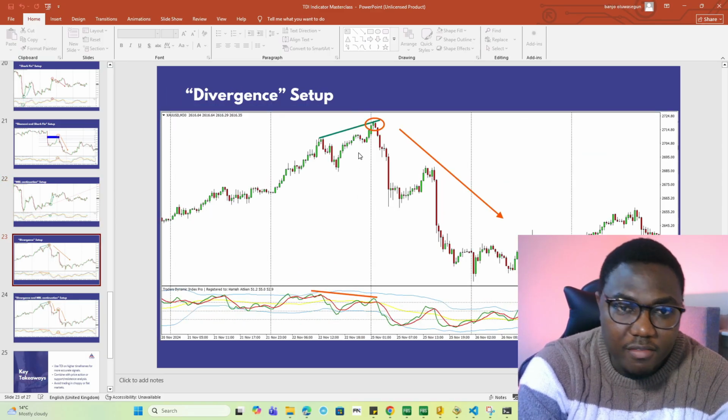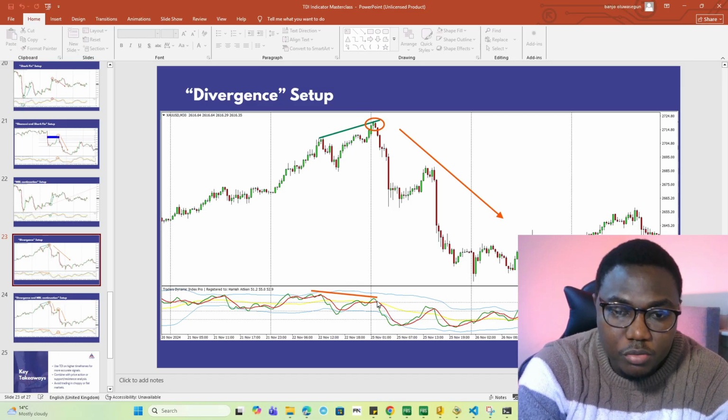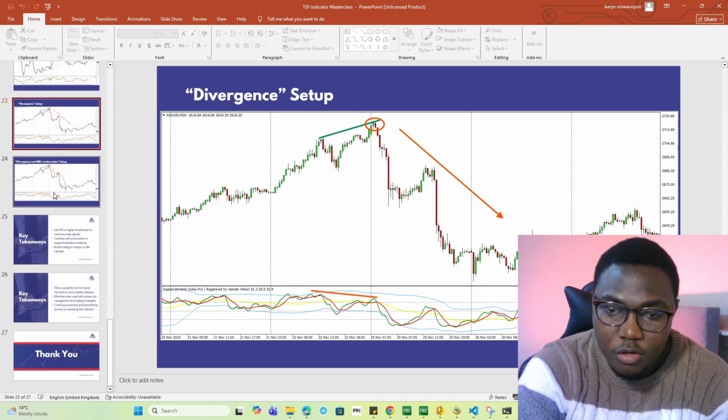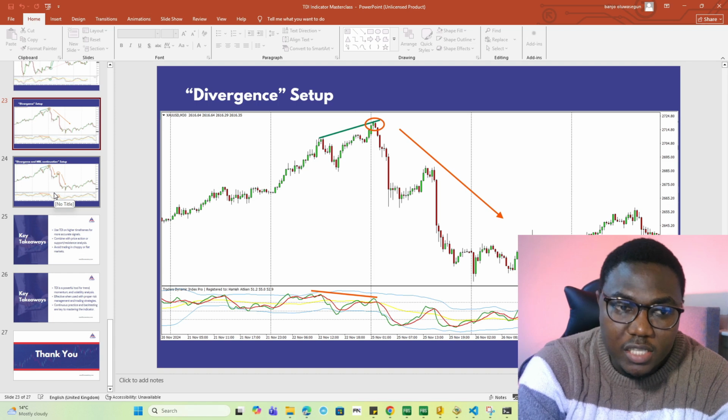Also, we have divergence with TDI. So you can see here that the chart is doing higher highs while the TDI indicator is doing lower highs, right? So when you spot this kind of setup, this is a divergence, and your TDI is going to give you a trigger into the market. Right. So these are what we are going to be looking at when we are doing the back test, because this is how you will master how to use this TDI indicator.